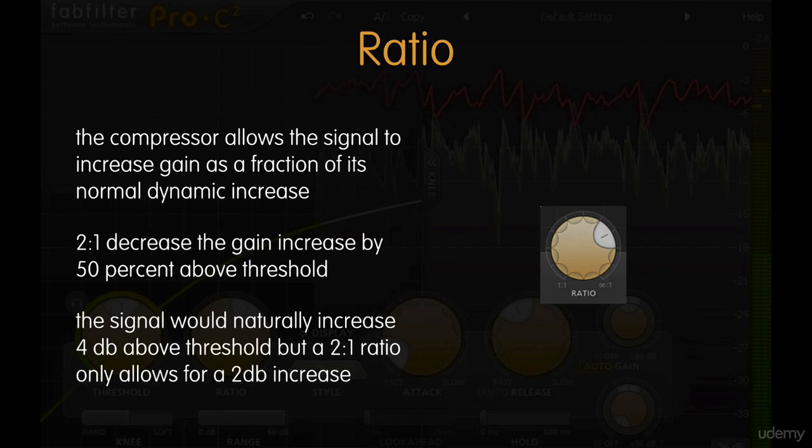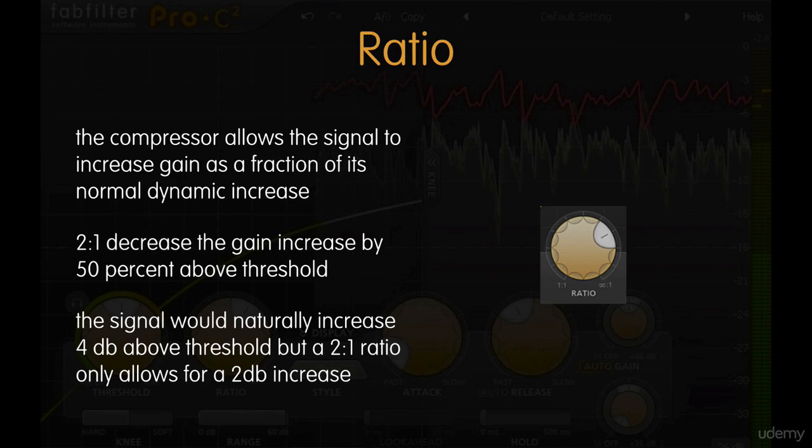And with a 4-to-1 ratio, if it wants to go 4 dB above threshold, it only allows it to go up 1 dB. So that's more strict. Whereas with a 2-to-1 ratio, if it wants to go 4 dB above the threshold, it only allows it to go up 2 dB.